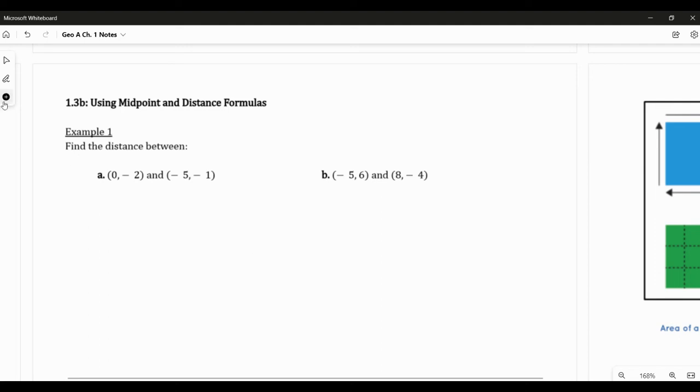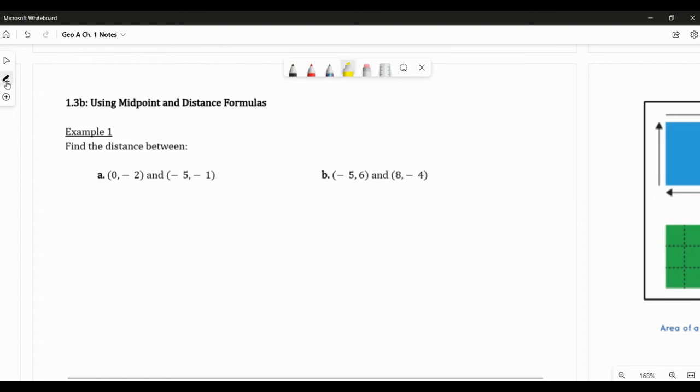All right, welcome. In this video, we are going to be taking a look at question 1.3b, which is about using the midpoint and distance formulas. These questions are actually only covering the distance formula. So let's take a look at what we've got.